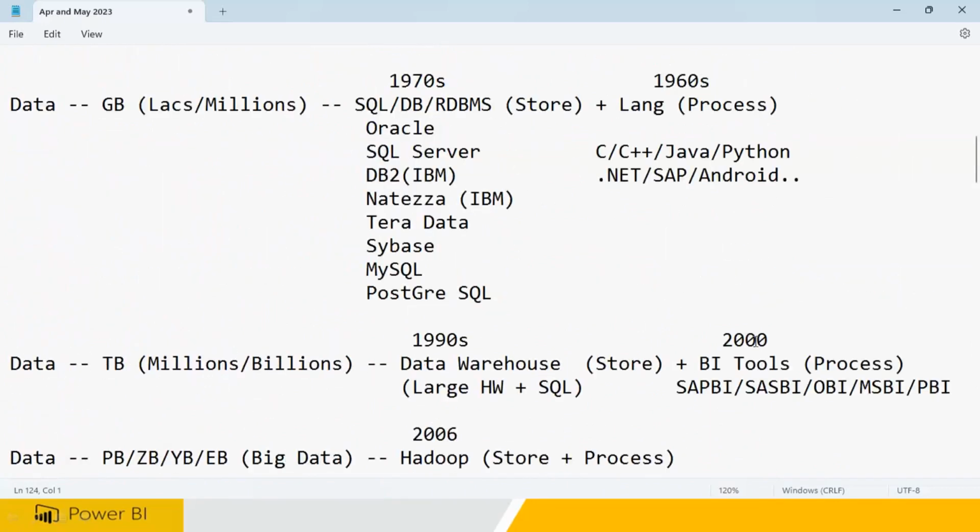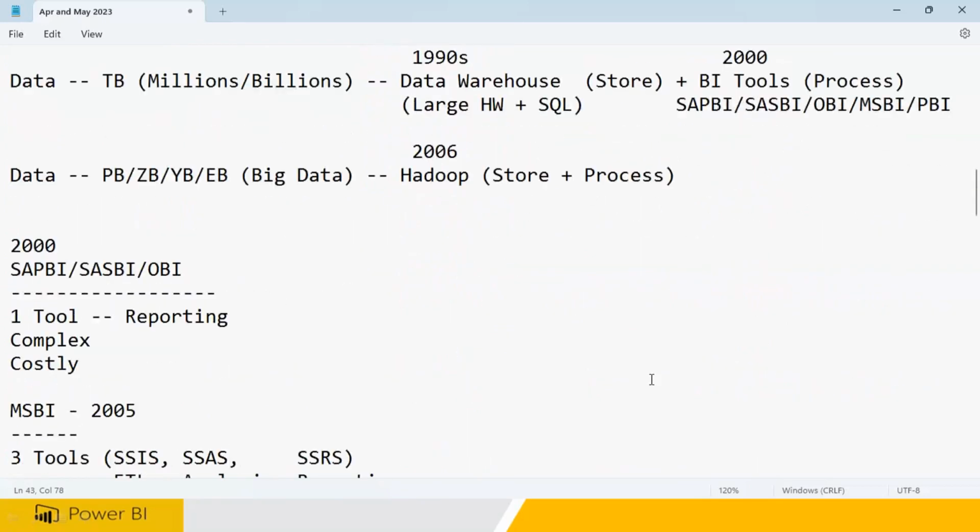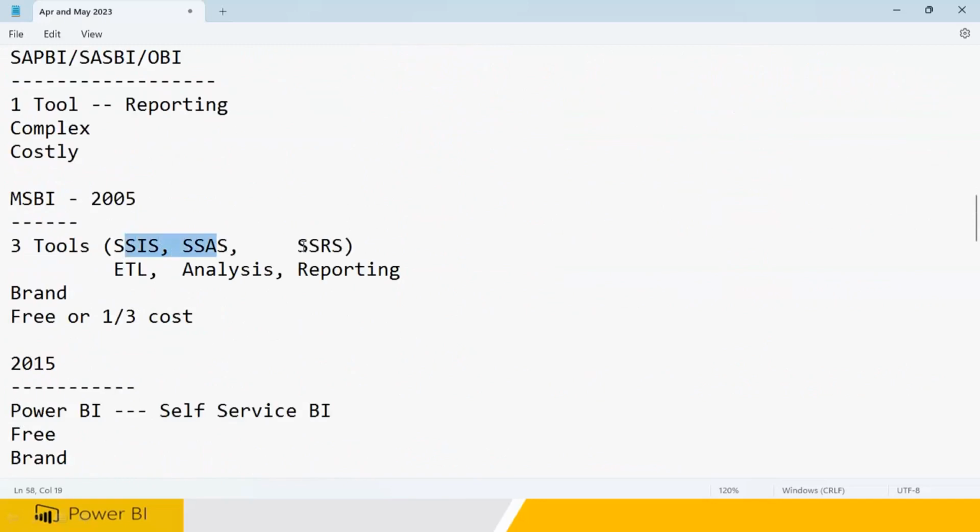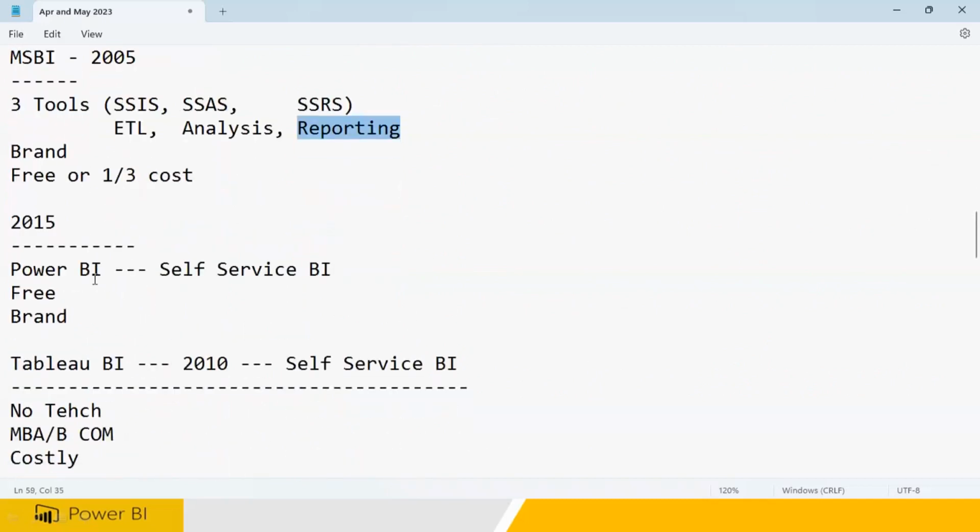Because MSBI has a lot of issues, Power BI got released. MSBI has three tools. What are the three tools? SSIS, SSAS, and SSRS. Companies are still using them, but many people are upgrading themselves to Power BI to create reports and everything. We'll show you how to create a report.